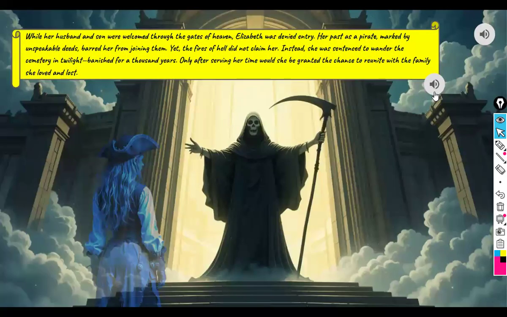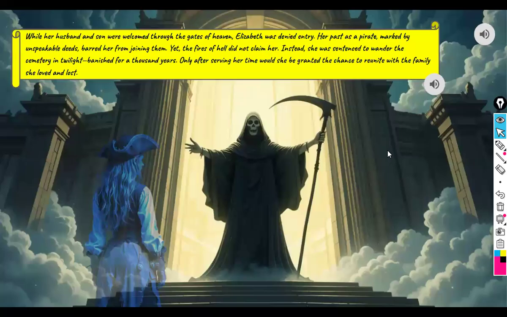A very sad ending, kind of sad, but... While her husband and son were welcomed through the gates of heaven, Elizabeth was denied entry. Her past as a pirate, marked by unspeakable deeds, barred her from joining them. Yet, the fires of hell did not claim her. Instead, she was sentenced to wander the cemetery in twilight, banished for 1,000 years. Only after serving her time would she be granted the chance to reunite with the family she loved and lost.